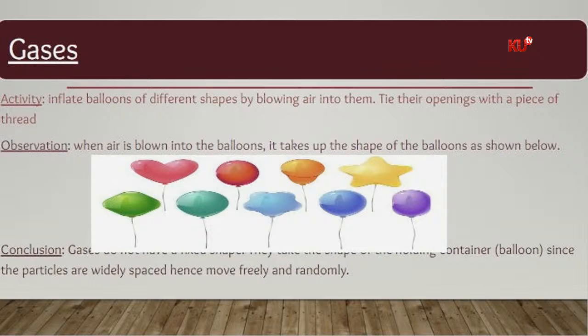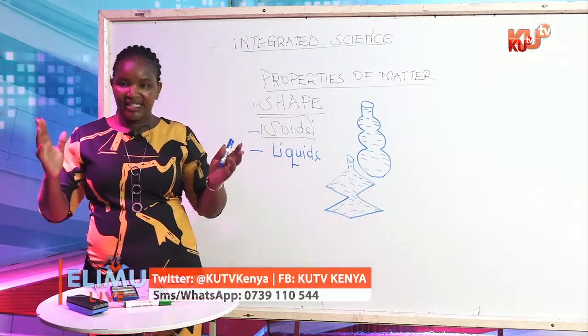When you look at that observation, when air is blown into the balloons, it takes the shape of the balloon as shown. You can see we have quite a number of balloons. The second one is in the shape of a heart. We have some round ones. We have some star. We have so many shapes. Some of them I don't know which shape they are, but you can see them. All of them have different shapes, and the air has entered that balloon and has taken up the shape of the balloon. Why is this?